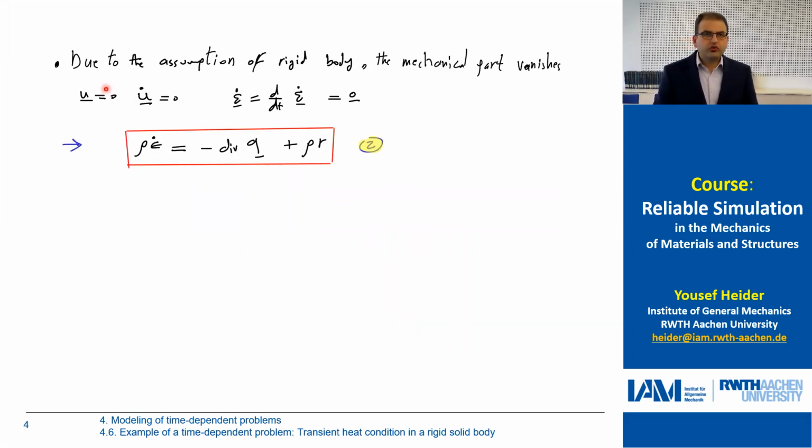Now, due to the assumption of a rigid body, the displacement will be zero in this case, and also the time derivative of the displacement, meaning the velocity, would also be zero. And for this reason, the epsilon dot, so the rate of our strain, is also equal to zero. So the stress power term will be neglected, and then we have this simplified energy equation.